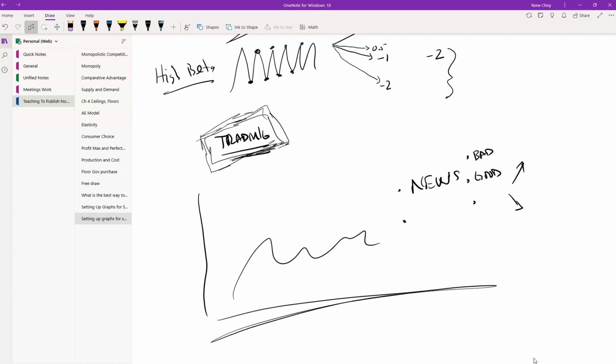But there you go. If you want to test your strategy, what I just showed you right now is a strategy that a lot of traders are using with their graphs.